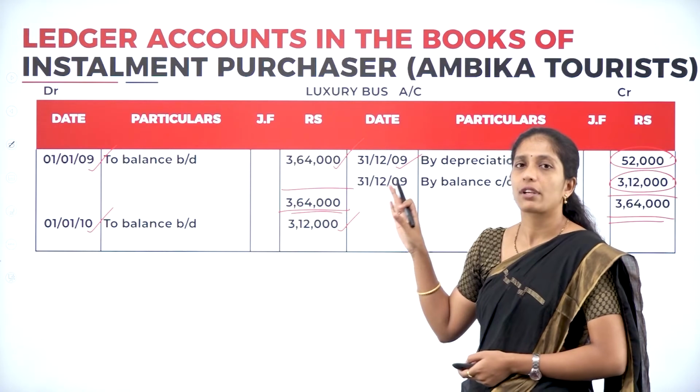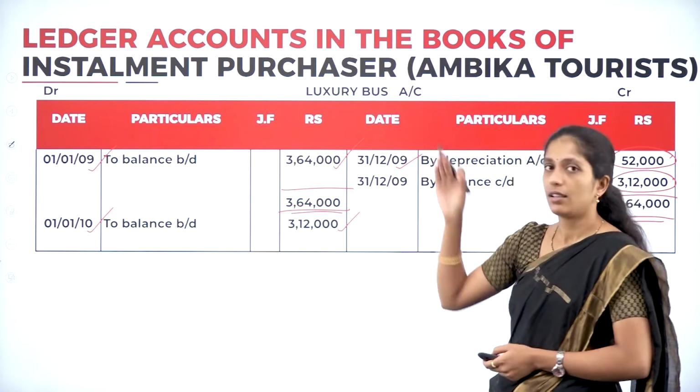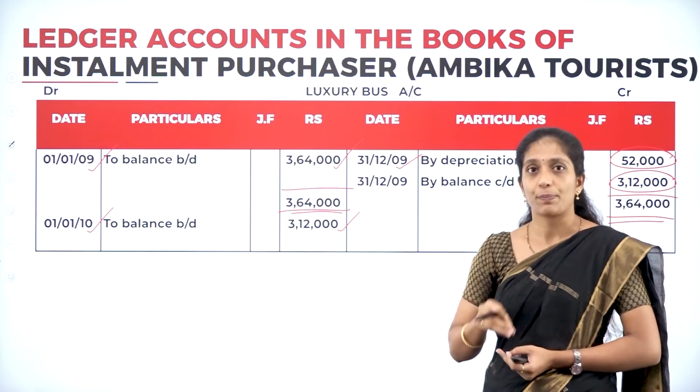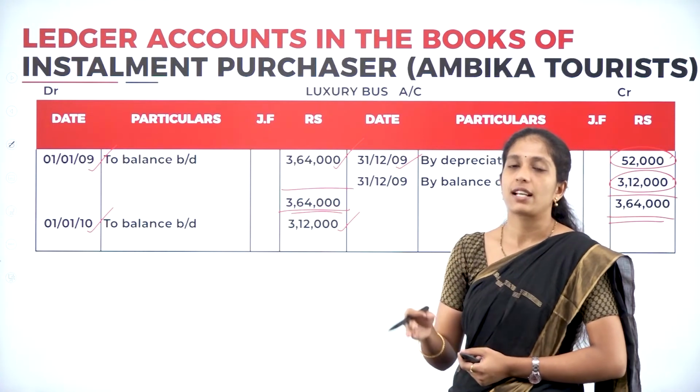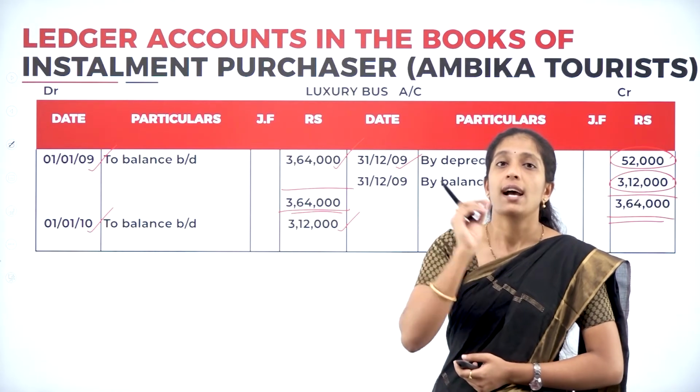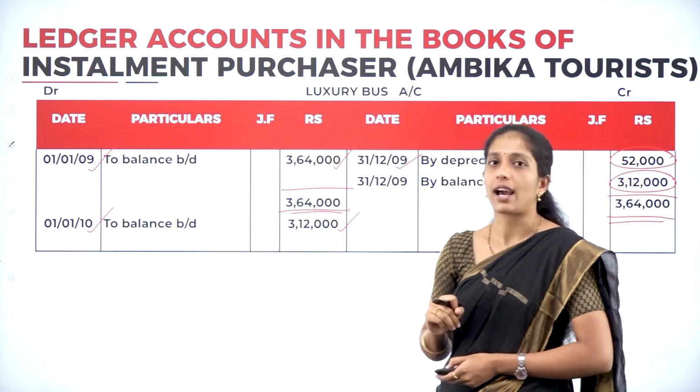So this is how you are going to prepare your asset account. In the first year, you have to record the entry for asset purchased and depreciation. In all the remaining years, you will have an entry only for depreciation, and the balancing figure has to be carried down.